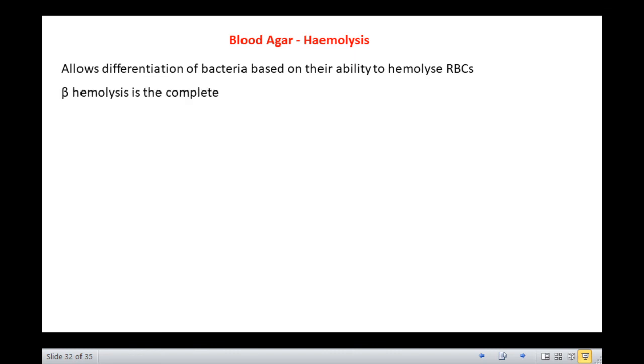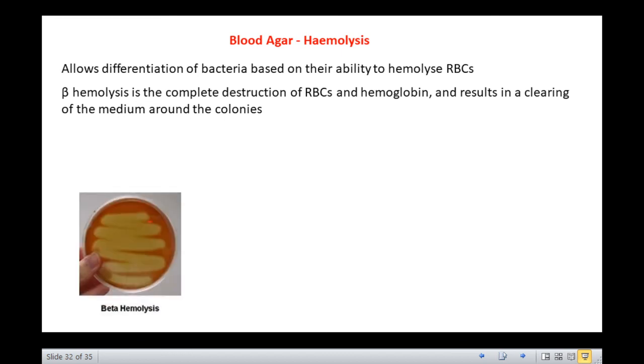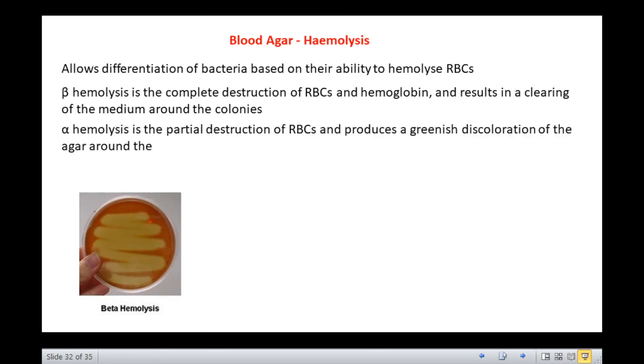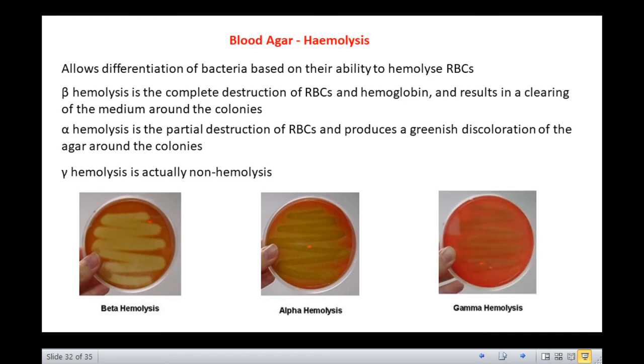Beta hemolysis is the complete destruction of RBCs and hemoglobin and results in a clearing of the medium around the colonies, as can be seen in this particular picture. Alpha hemolysis is the partial destruction of RBCs and produces a greenish discoloration of the agar around the colonies, as you can see in this picture. Gamma hemolysis is actually non-hemolysis and appears as simple growth with no change in the medium.